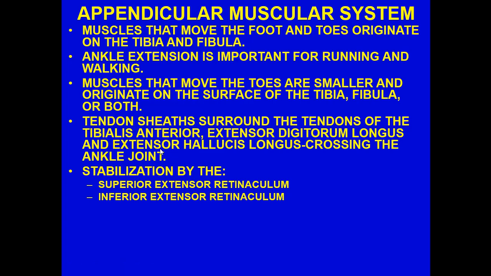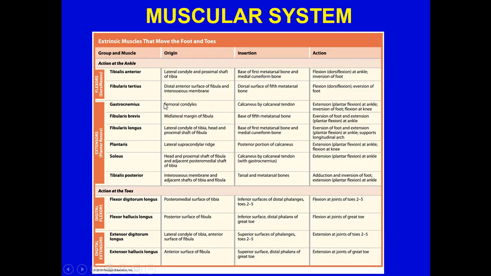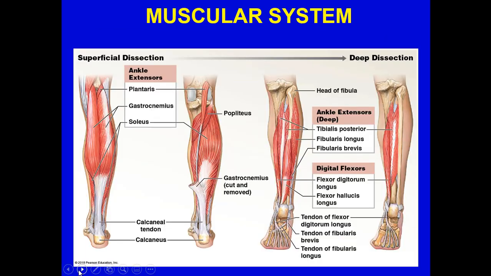You have some stabilization so that the tendons can go down at an angle from the ankle and then go into the foot and eventually into the toes. The stabilization of these movements is by the superior extensor retinaculum and the inferior extensor retinaculum. Again, know the groups, know their action, don't sweat the origin and insertion. Let's take a look at the groupings here, from superficial dissection to the deep dissection.